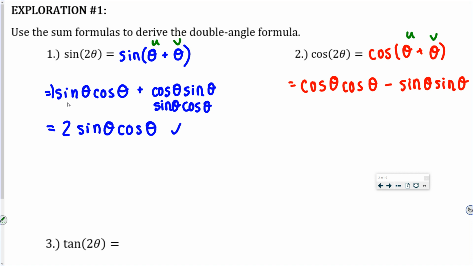Now what's cosine of theta times cosine of theta? Cosine squared of theta, and same for the sines. All right, now here's kind of the weird thing.